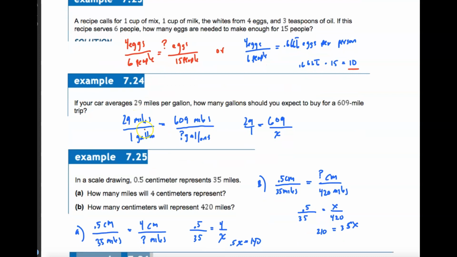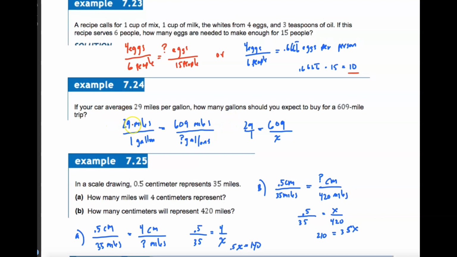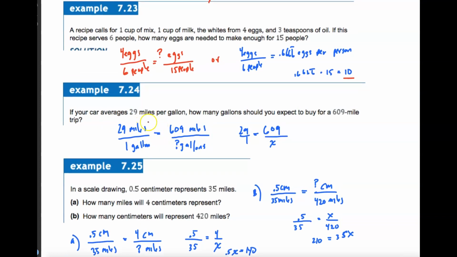On this one here, 29 miles per 1 gallon is 600 miles per how many gallons? And so that's what we can do to look at this problem here. We already have it as a unit rate, 29 miles per gallon. And so here you would cross multiply. And so in this case, you end up with 29x equals 609. So you just go ahead and divide those two numbers, 609 divided by 29, and you would go ahead and get your answer of 21. And so remember, these are units, so it's 21 gallons are needed for 609 miles.